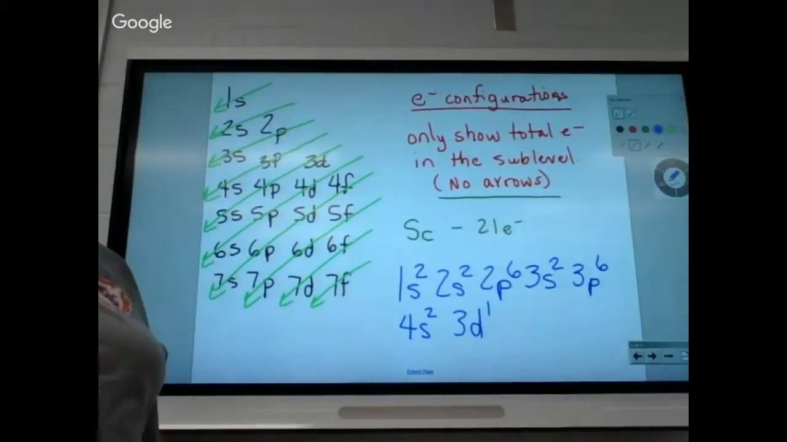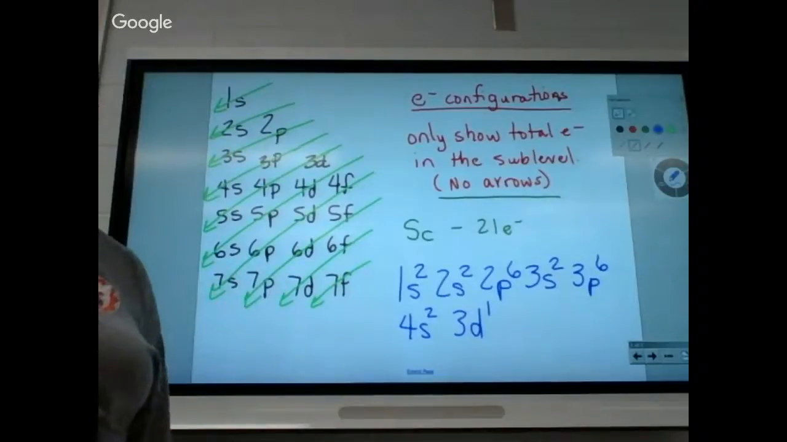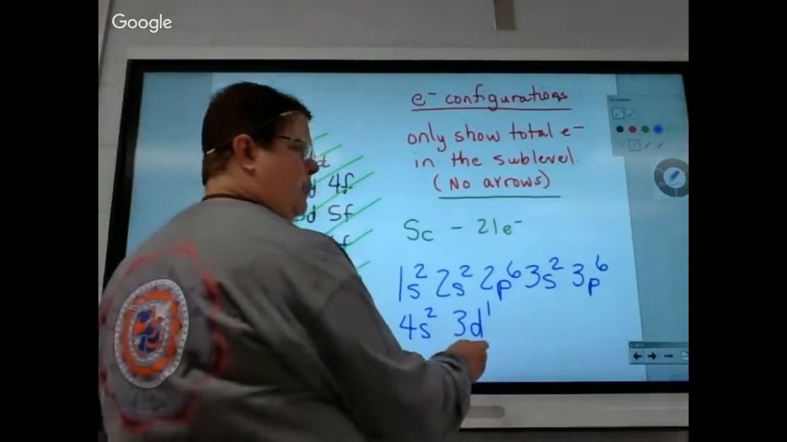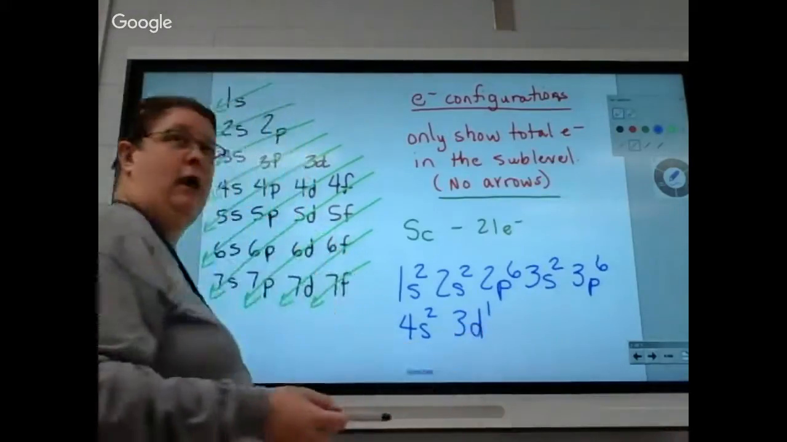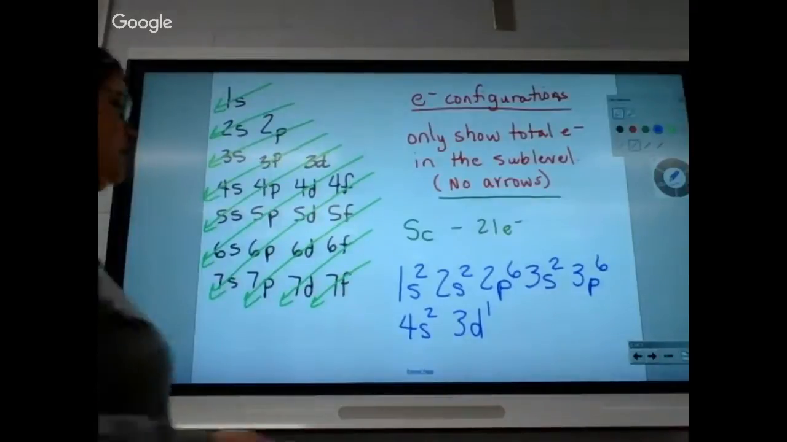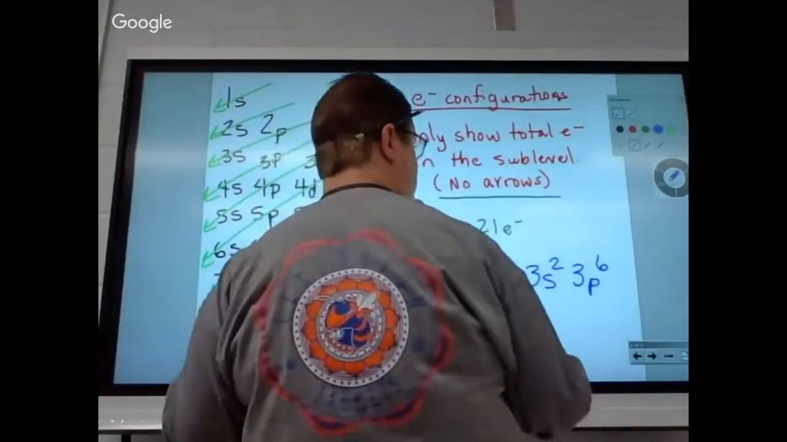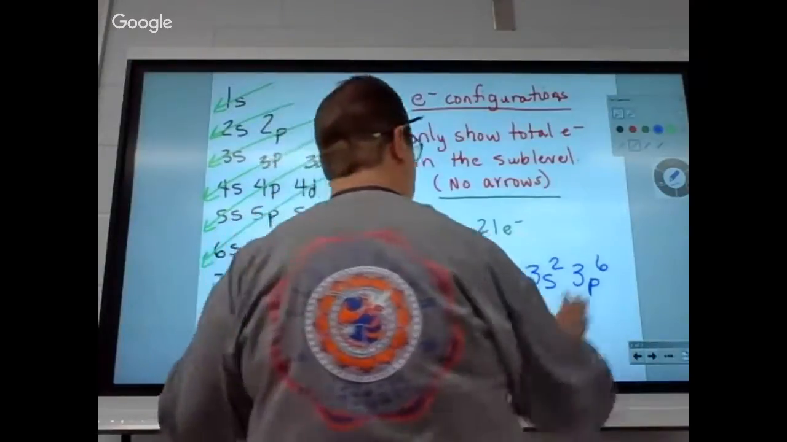That's easy, isn't it? No arrows. You're just showing the total electrons in the sublevel. So there'd be how many electrons in the D sublevel? You only have one, okay, in this particular element. All right? So, can we do another one? Can I erase it? Just so the chart's in front of us?